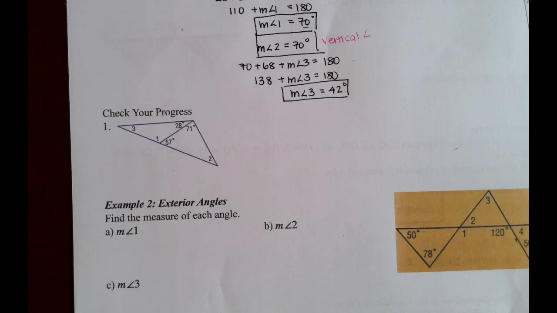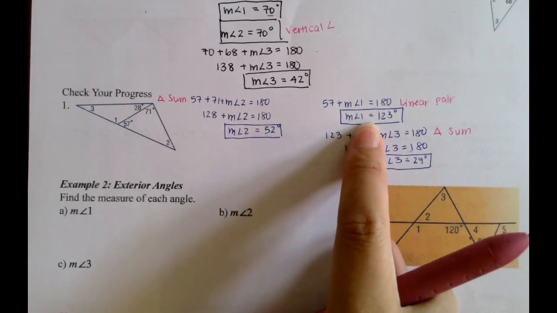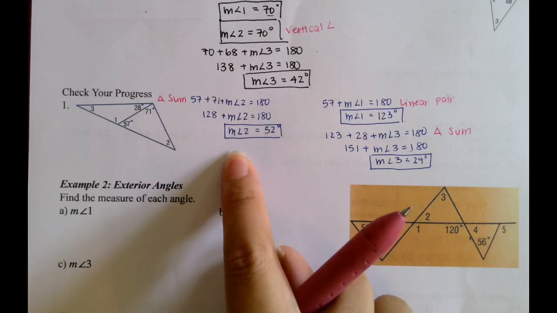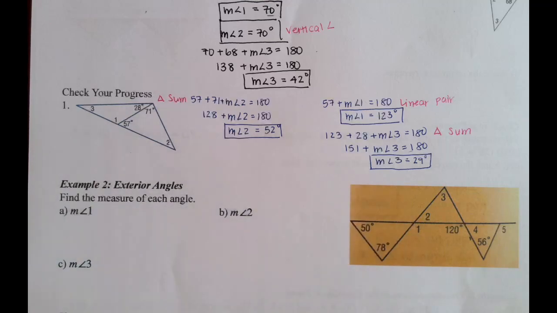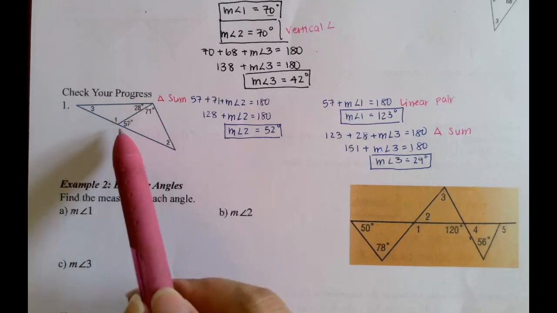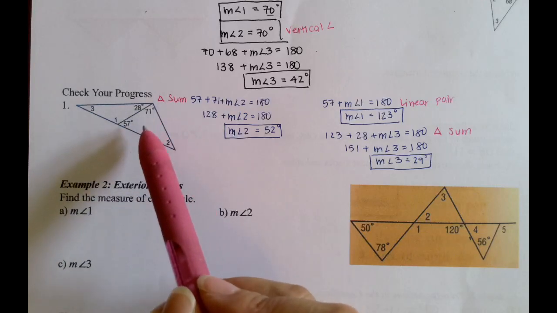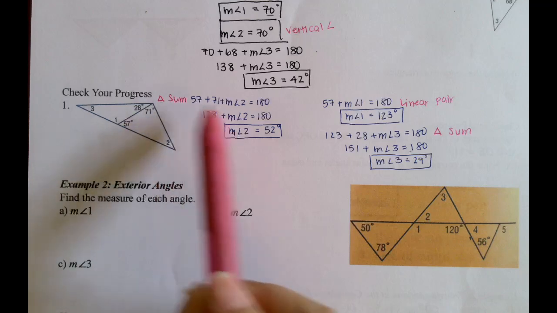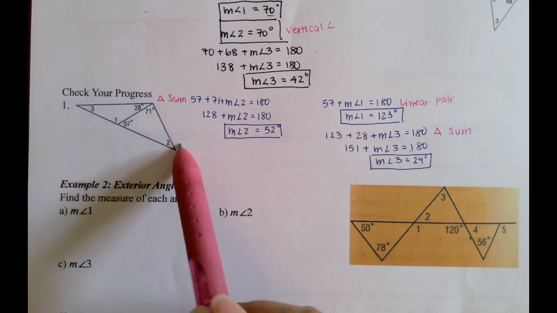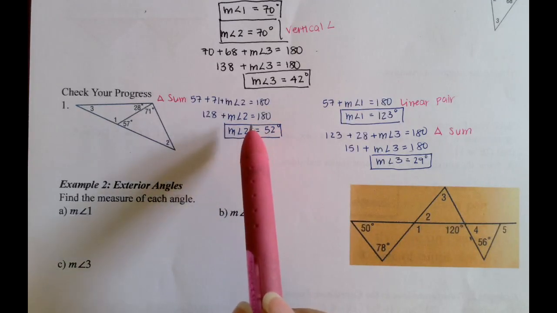You should have gotten 123 degrees for the measure of angle 1, 52 degrees for the measure of angle 2, and 29 degrees for the measure of angle 3. If you got this right, you can move on to the next one. If not, here is your explanation. I started off with angle 2, since this triangle gives me 2 of the 3 measurements. Again, the triangle sum is 180, so 57 plus 71 plus angle 2 should equal 180, and I solved it to get 52.